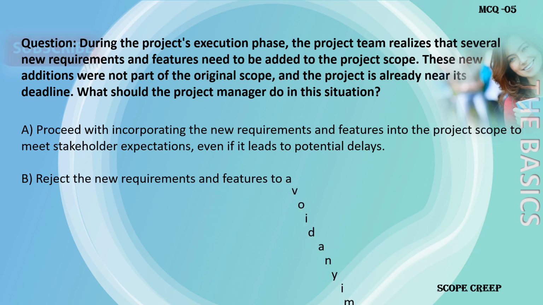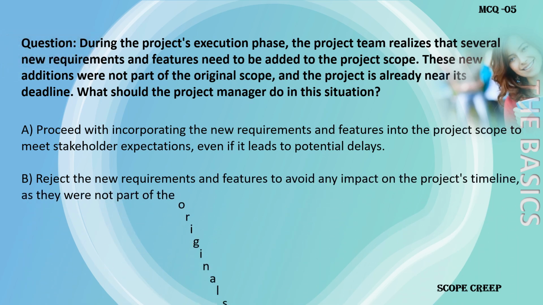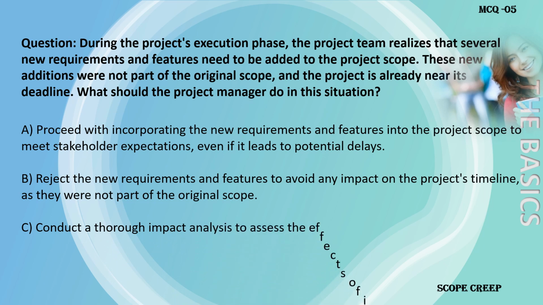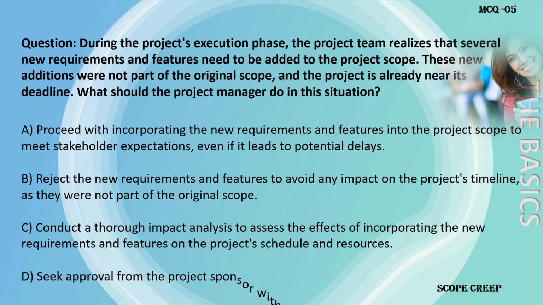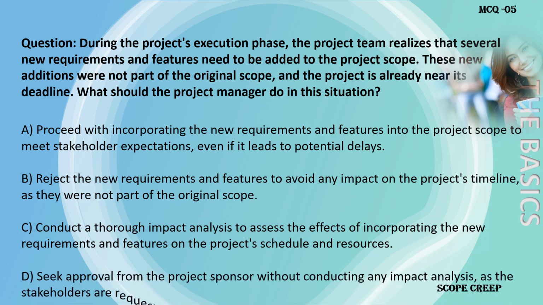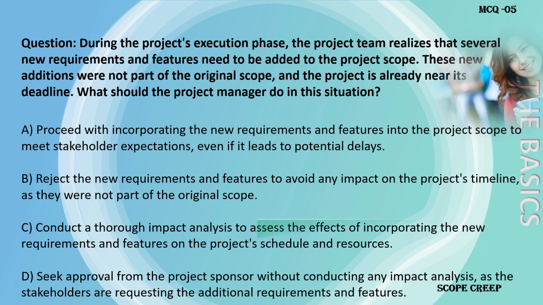A. Proceed with incorporating the new requirements and features into the project scope to meet stakeholder expectations, even if it leads to potential delays. B. Reject the new requirements and features to avoid any impact on the project's timeline, as they were not part of the project scope. C. Conduct a thorough impact analysis to assess the effects of incorporating the new requirements and features on the project schedule and resources. D. Seek approval from the project sponsor without conducting any impact analysis, as the stakeholders are requesting the additional requirements and features.